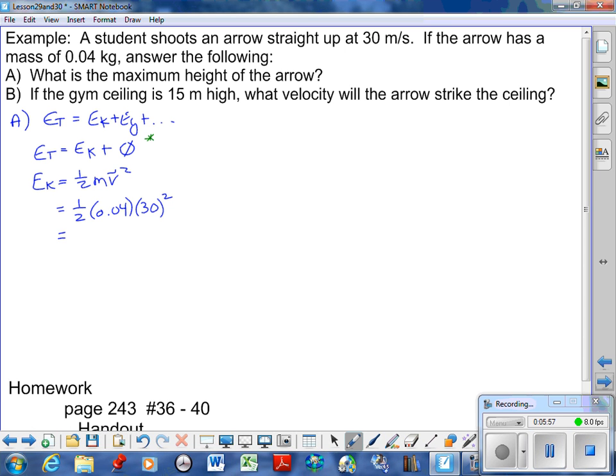And just as a note, EG equals 0 joules at a height of 0 meters, just for note purposes here. So 0.5 times 0.04 times 30 squared. So that means this arrow has 18 joules of energy. So that means that when you fire it upward, what happens?